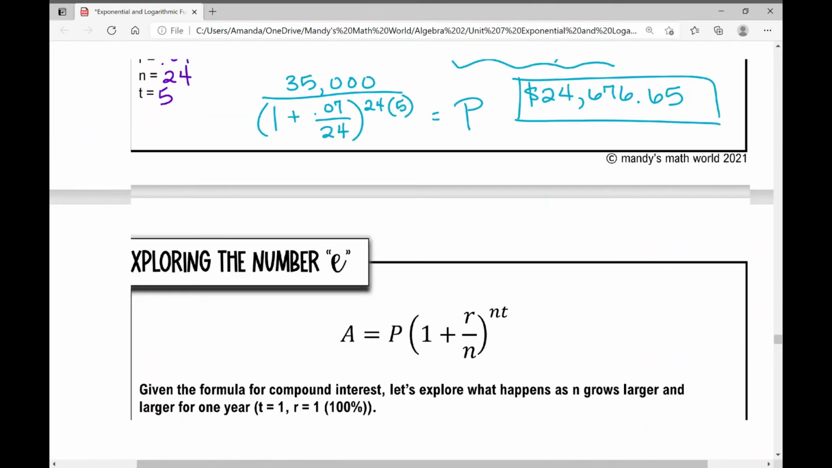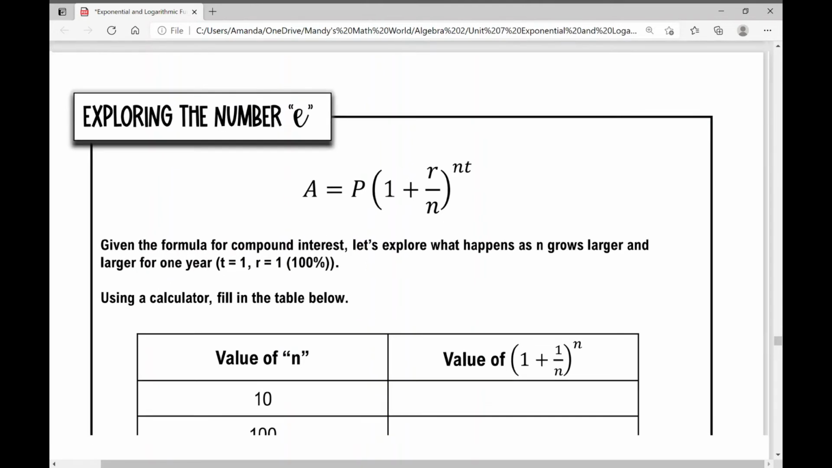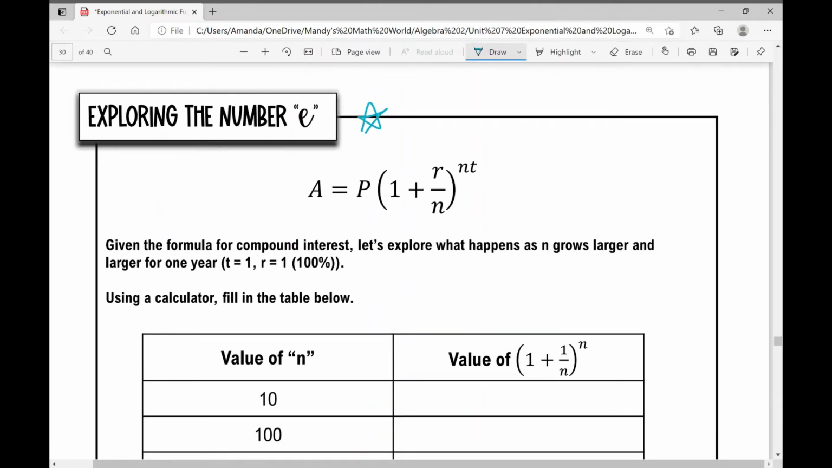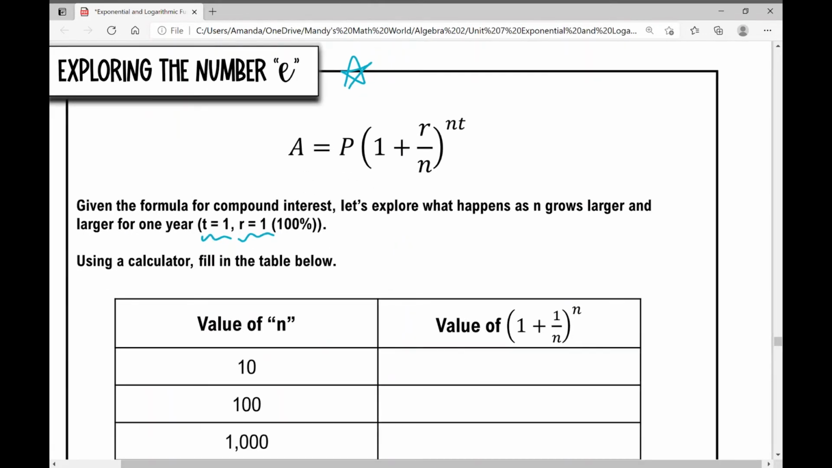Exploring the number e. So I actually have the compound interest formula written on this page as well, so you can refer to it. Given the formula for compound interest, let's explore what happens as n grows larger and larger for 1 year. We're going to use time to be 1. Our rate is going to be 100%, so r is going to be 1. So when I plug that in, with r being 1 and t being 1, the formula I'm going to be using is this right here.